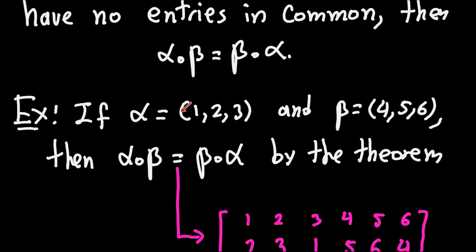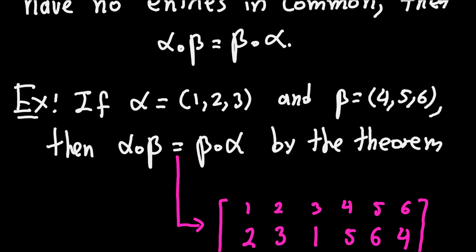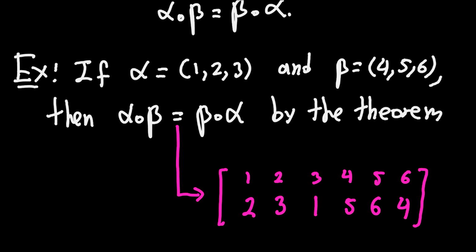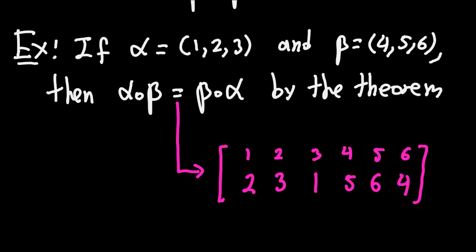For example, if you have alpha that is (1, 2, 3), a 3 cycle, and (4, 5, 6) is another 3 cycle, you can think about these as elements of X equal to 6. Then because they are disjoint, because they have nothing in common, they will commute. And what they have in common is this permutation right here. So if you look at this, you're going to find easily that this is the representation of alpha composed with beta and also beta composed with alpha. They are exactly the same thing because they are disjoint.